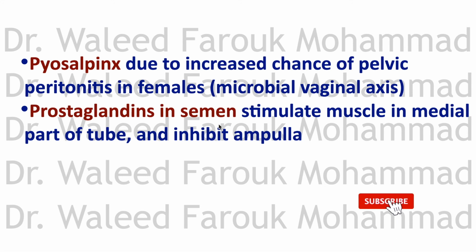So this concludes the talk about the ovaries and uterine tubes. Next time we'll be discussing the corpus uteri, the body of the uterus, and the cervix.